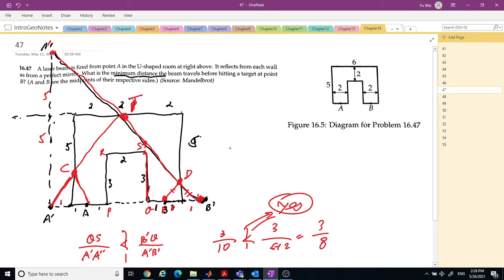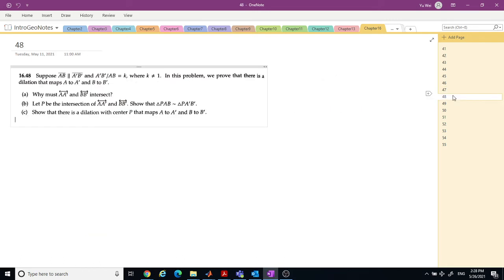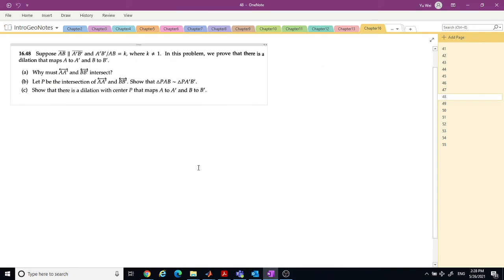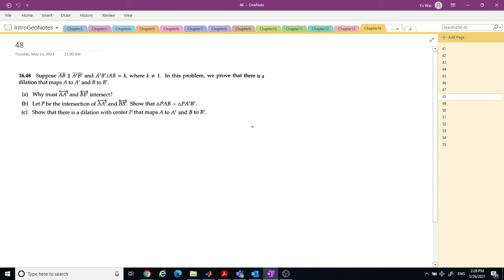Okay, so now let's calculate the shortest path. This one is simple now, right? By Pythagorean, A double prime B prime equals the square root of 10 squared plus, what's this, 6 plus 2, squared. Okay, so you go calculate it. Okay, next.